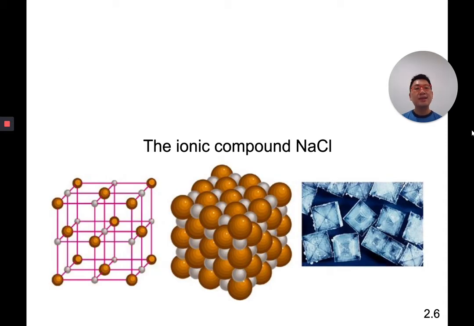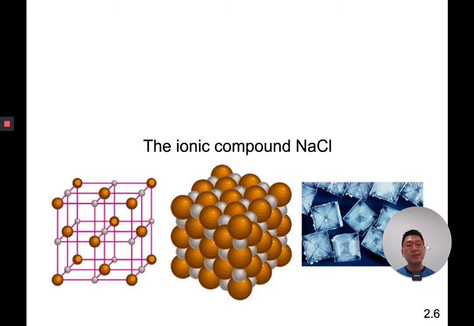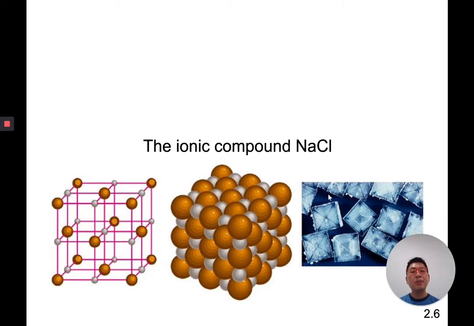Okay, so let's get into how we write chemical formulas. Ionic compound of salt. This is just a picture of salt crystals. Yes, they're actually cubes. If you looked under a strong magnifying glass, you could probably actually see cubes in it.